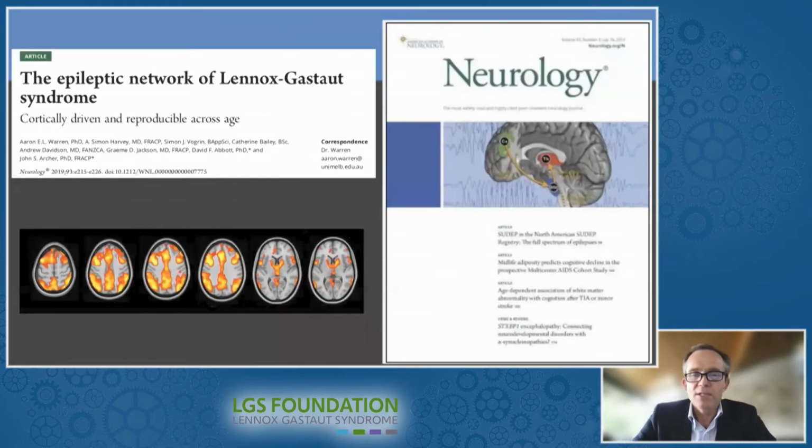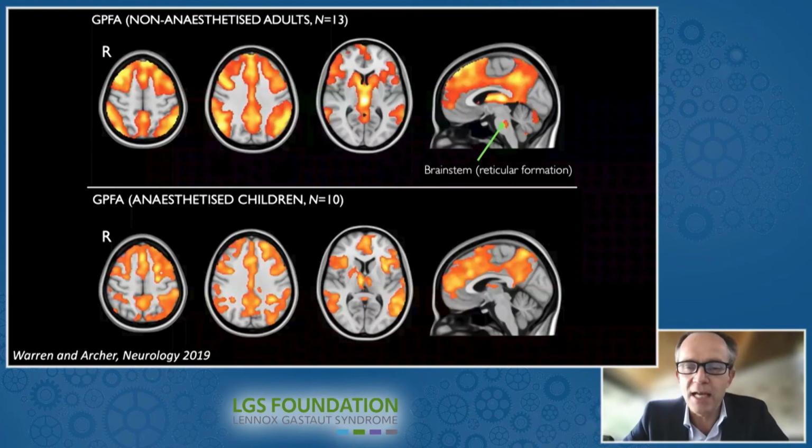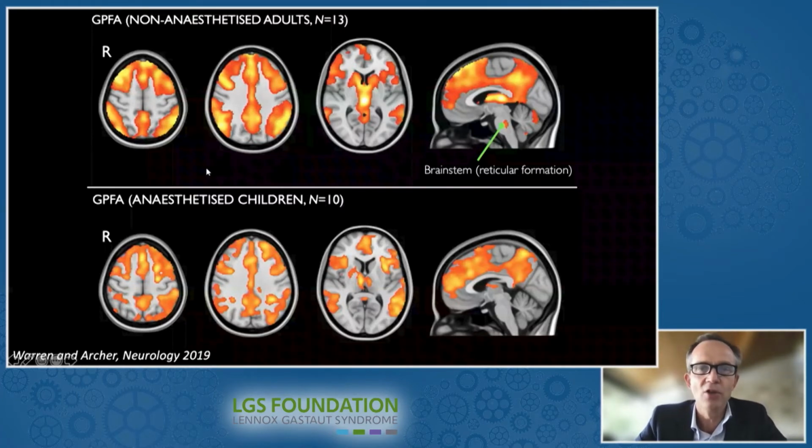Subsequently, we've gone on to study a larger group of patients including a series of children to ask the question, are these patterns of brain activity stable from the onset of the process of LGS, or do they evolve over time? And the short answer is that you can see the same pattern of activation whether you study young children with recent onset LGS or young adults with established LGS.